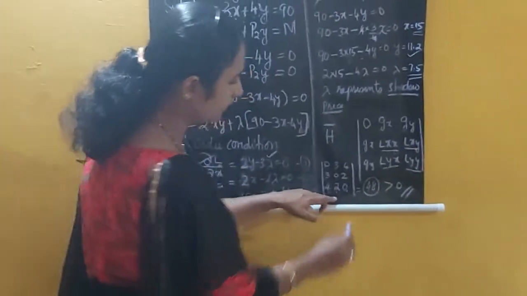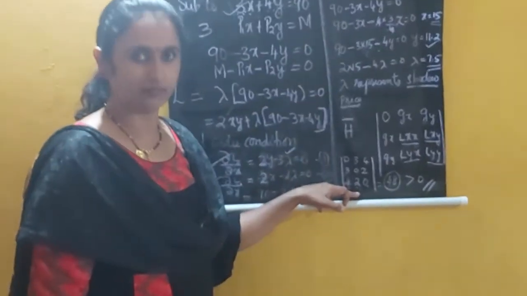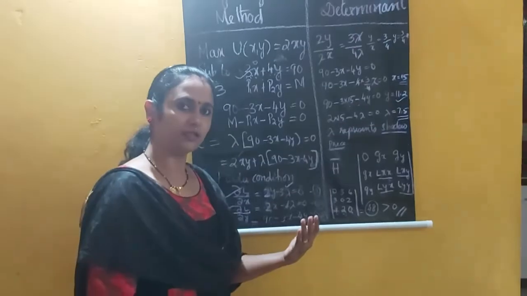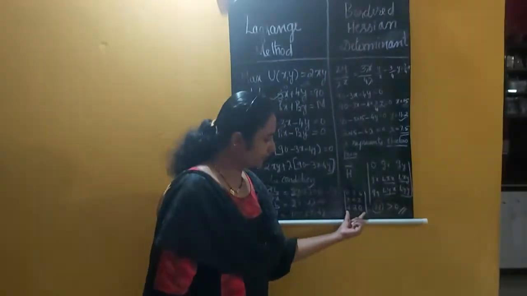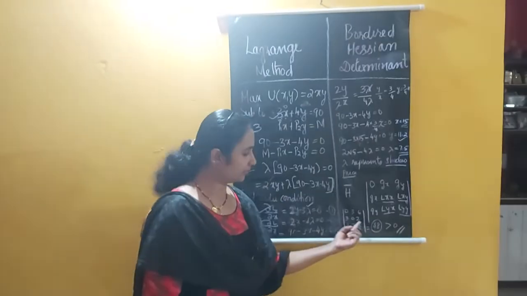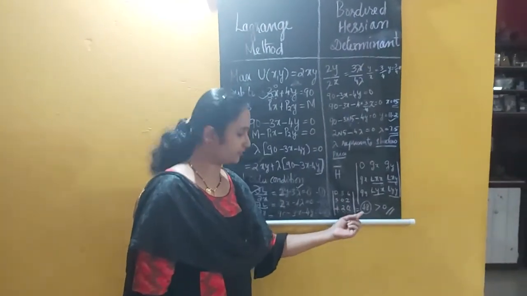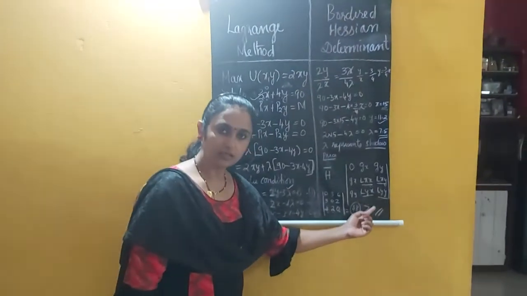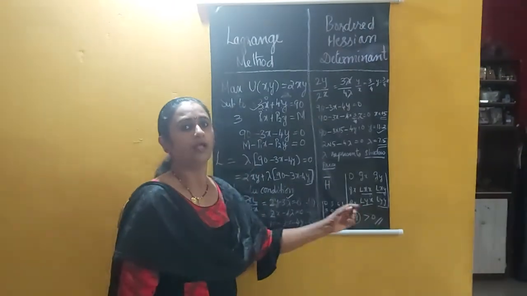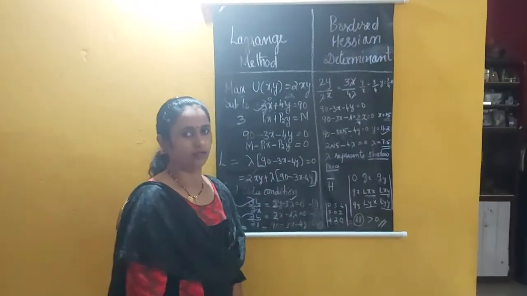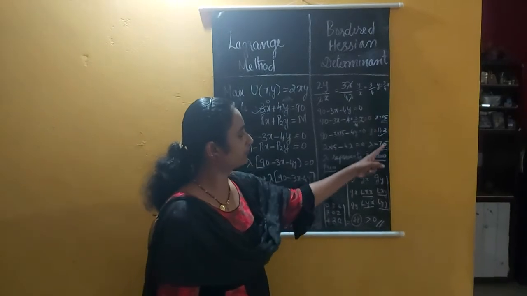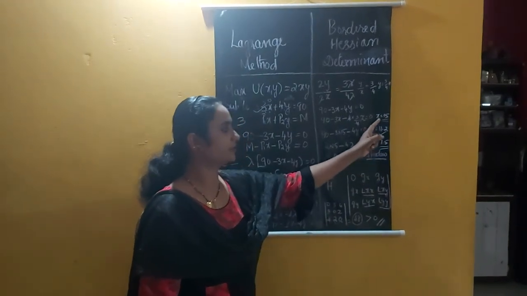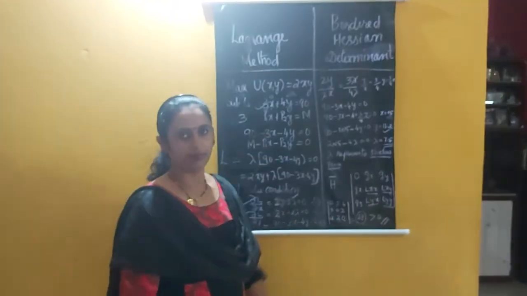So this is the bordered Hessian determinant. When you calculate the value, you will get 48. The determinant value of this determinant is 48, which is greater than 0, and this is the condition. So these values surely will get optimized.